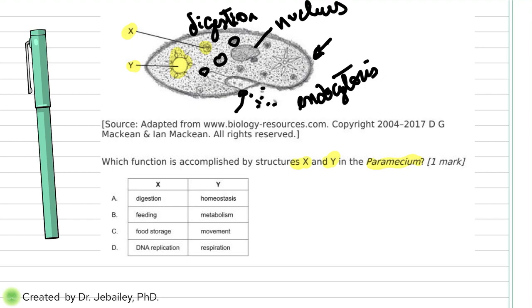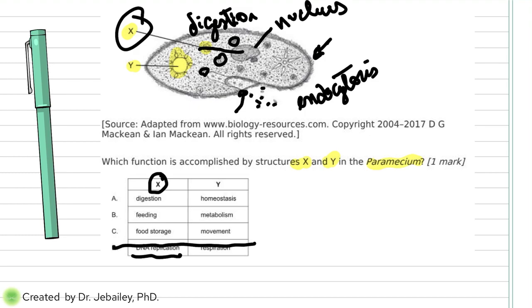So let's look at the options. X is digestion, Y is homeostasis. X can be feeding while Y is metabolism. You can also have X is food storage and Y is movement, or X is DNA replication and Y is respiration. Now, how would I tackle this? I have to go back and look at the picture. I can start by canceling D. Why? Because it says X has to do with DNA replication. We know that DNA replication happens in the nucleus. So if X was in the nucleus, the line should be going all the way to here, and it's not. So automatically this is canceled.